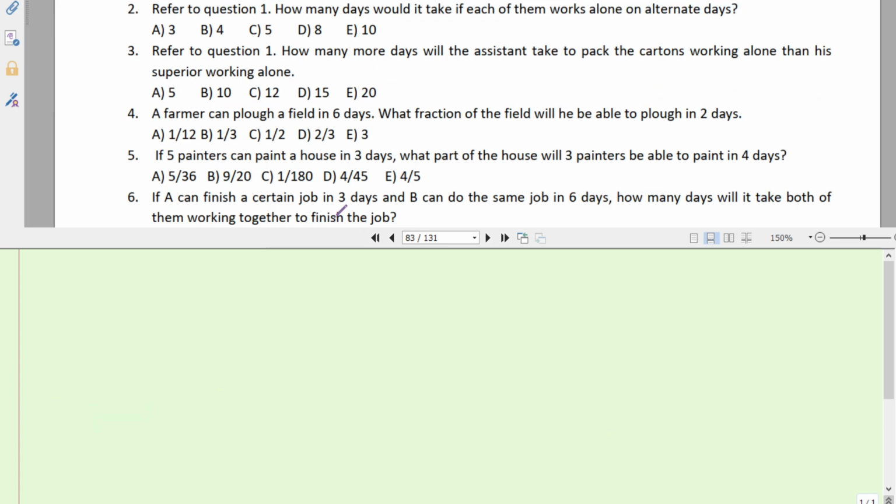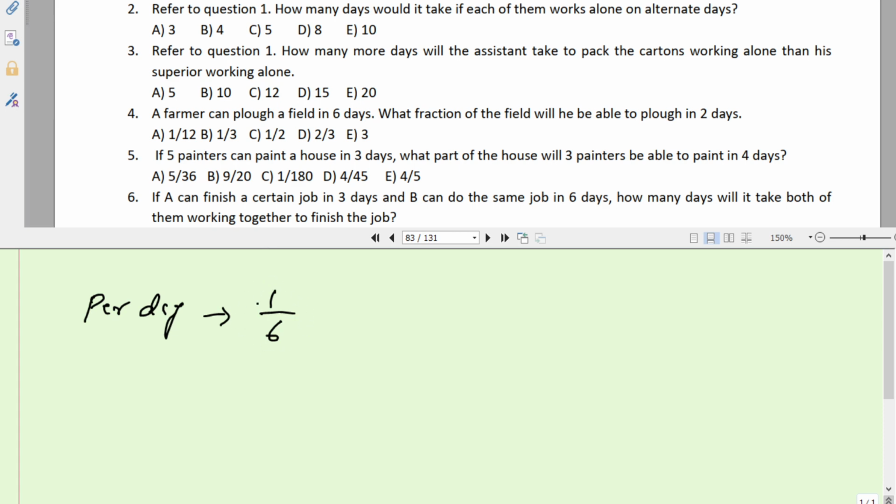Okay. Question number 4 now. A farmer can plow a field in 6 days. What fraction of the field will he be able to plow in 2 days? So he takes 6 days to finish it. So per day he is doing 1/6 of the job. Because he is taking 6 days to finish it, it means he is doing 1/6 of the job per day. So you have to convert the work into rate.